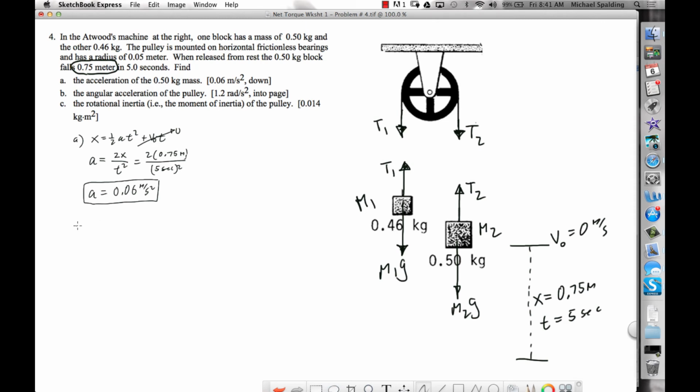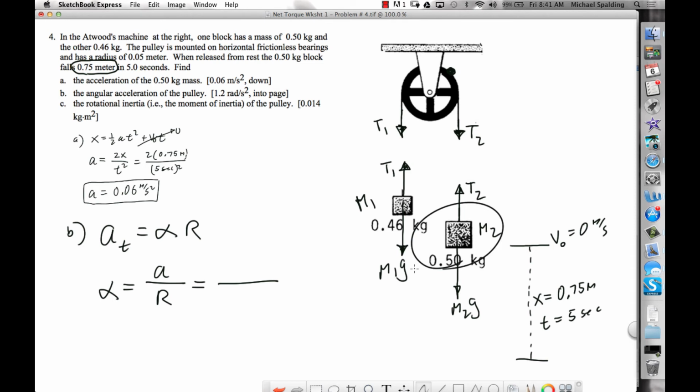So part B, we just go like this. Focusing on a point on the perimeter of the wheel, the tangential acceleration equals the angular acceleration times the radius. The angular acceleration is going to be the linear acceleration over the radius. We already know what the linear acceleration is. It's the same as what the acceleration was for that. So this is going to be 0.06 meter per second squared. The radius of the pulley is 0.05 meters. So this gives an angular acceleration of 1.2 radian per second squared.